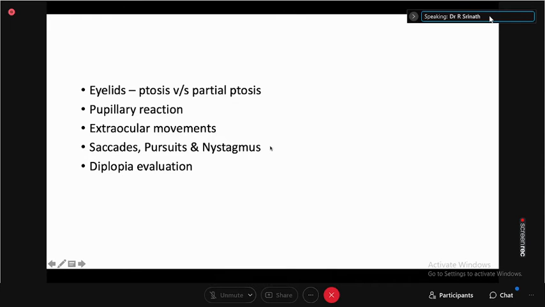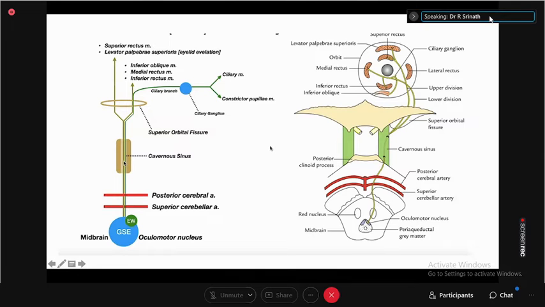It is very important. Now we all know that the third, fourth, and sixth cranial nerves have very important anatomical considerations, because they pass through the cavernous sinus, they pass through the superior orbital fissure, and they are close to the posterior cerebral artery and superior cerebellar artery. I'll be coming to the importance of each of these subsequently.